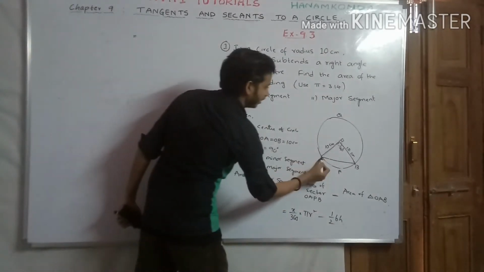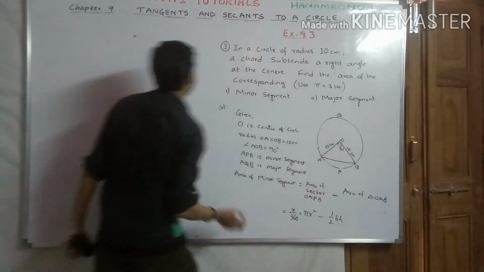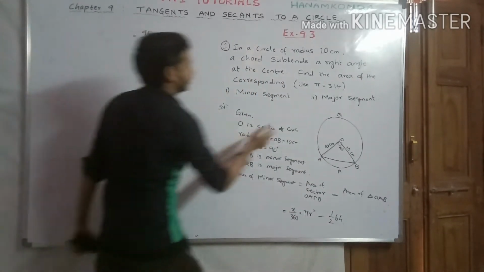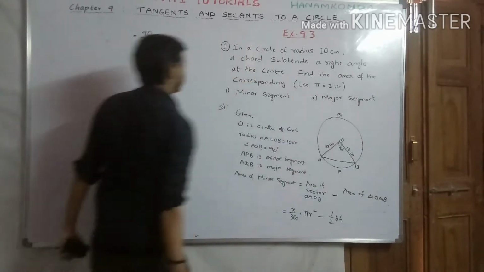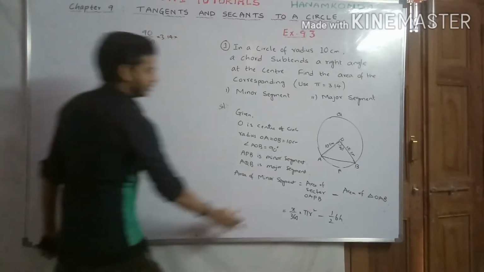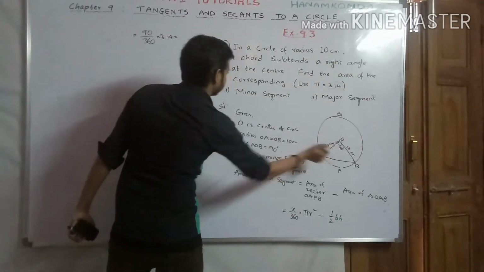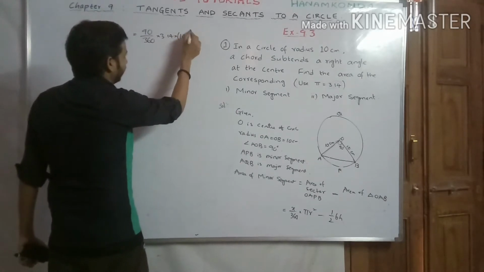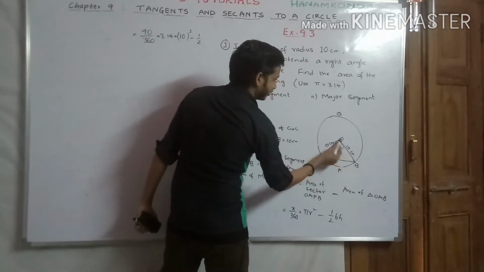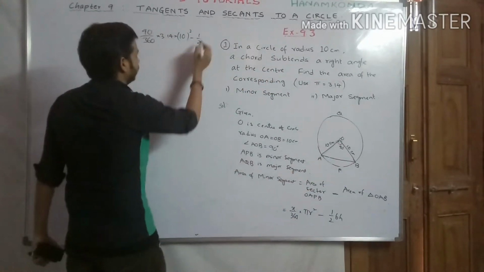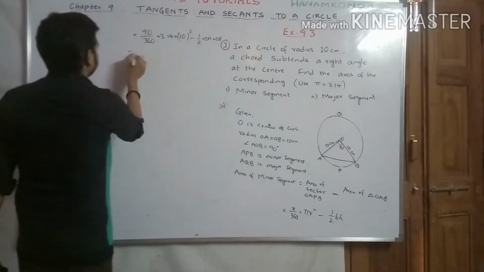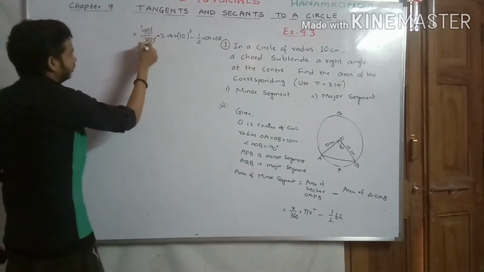Now, x by 360, where x is angle AOB, so x equals 90. So 90 by 360 times pi r squared. In the question it is mentioned that the value of pi is to be taken as 3.14. So 3.14 times r squared, where r is the radius, 10 squared, minus half times base times height. We can take the base as OB and the height as OA, so half times OA times OB. The zeros get cancelled, and 90 by 360 becomes 1 by 4.